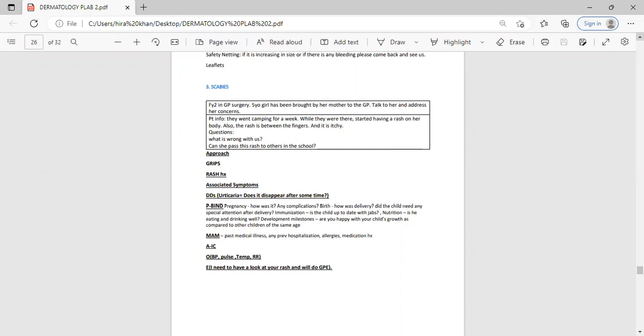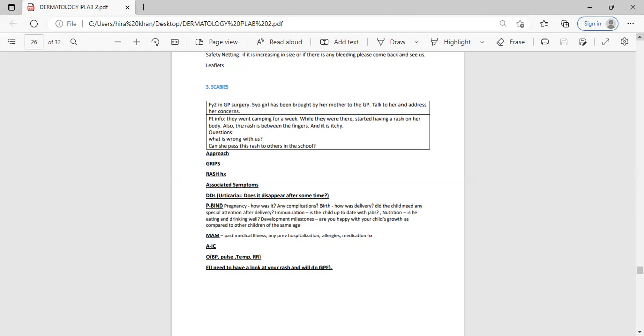Whenever a child comes, when you're asking about the rash history, and the patient mentions that it is itchy, you have to ask, is there any particular time of the day when it gets worse? You have to ask that question. And also ask, have you noticed that it disappeared after some time? Because in that way you will rule out urticaria as well.